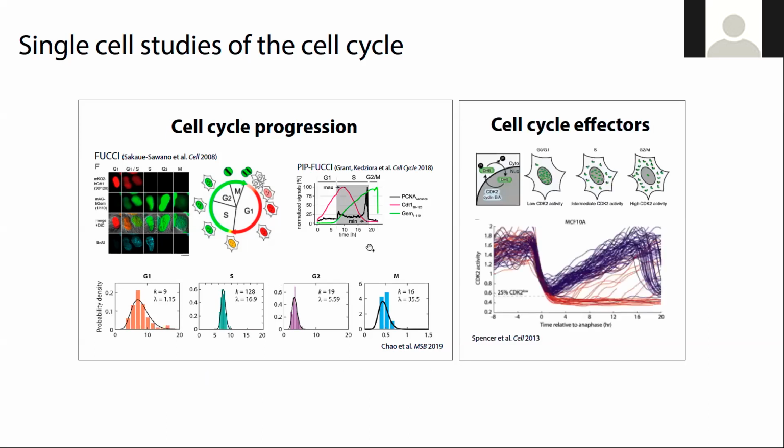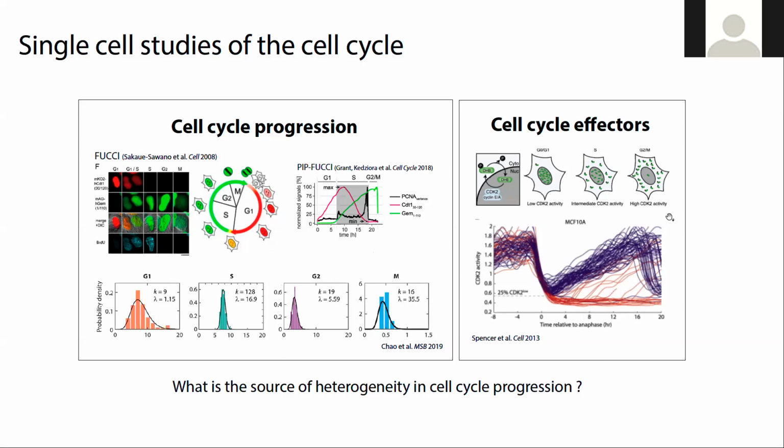Now, the field has also developed a number of biosensors that monitor the expression and/or the activity of key cell cycle regulators, which in combination with these cell cycle sensors are now being used to try to understand exactly how this heterogeneity in cell cycle progression is being generated.